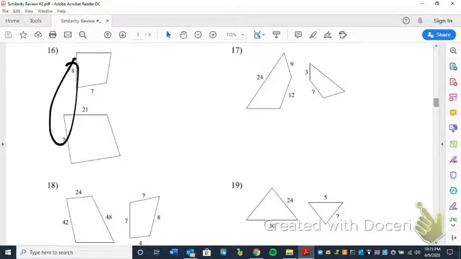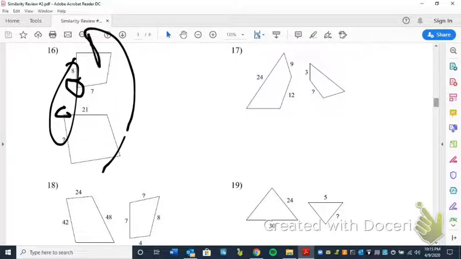So anyway, we have the 7 and the 21, because we know that this corner right here and this corner right there match up. So we have to take this one and flip it all the way up to there. That matches up the 7 and the 21, and that matches up the 8 and the question mark.